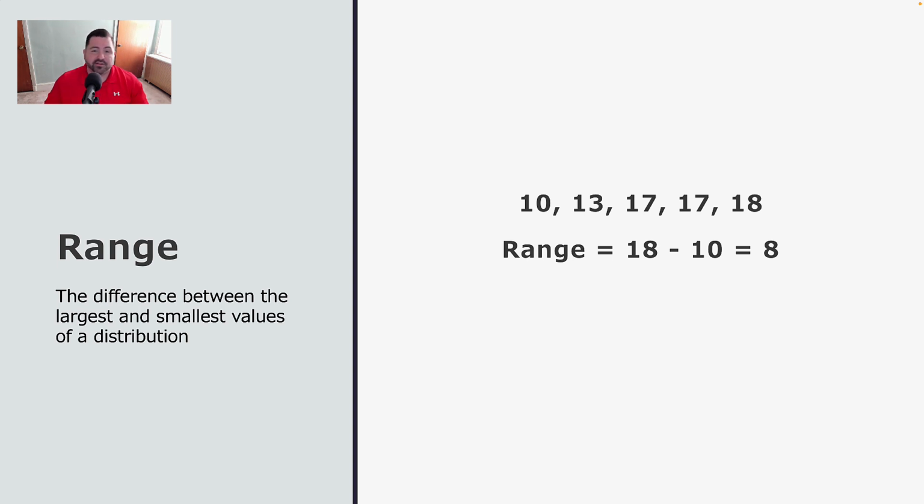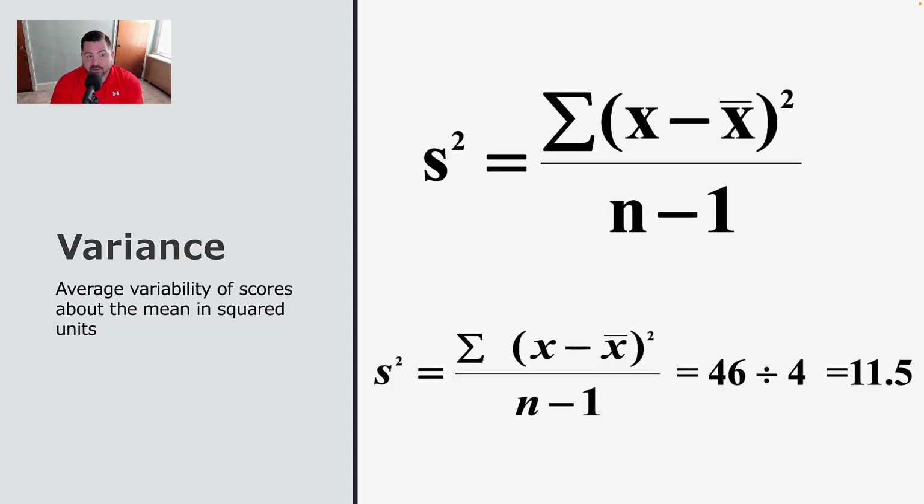The range is a very simple difference between the data set's highest value and its smallest value. In this particular case that you see here, we have a series of 5 numbers: 10, 13, 17, 17, and 18. The highest number in that data set being 18, less the smallest number in that data set of 10, gives us a range of 8.